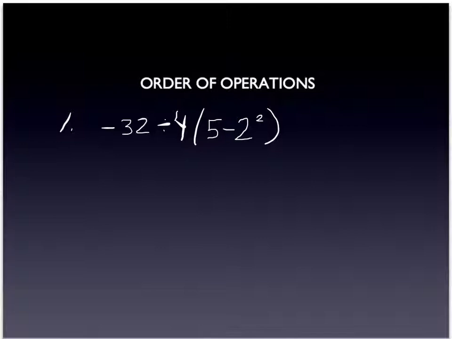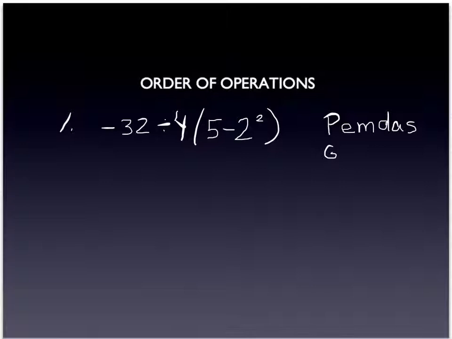Our first example, negative 32 divided by 4 times the quantity 5 minus 2 squared. Now we need to always follow the order of operations, which is parentheses or any grouping symbols first, then exponents, then multiply or divide, whichever comes first, and then add or subtract, whichever comes first. So that means I have to start with parentheses.